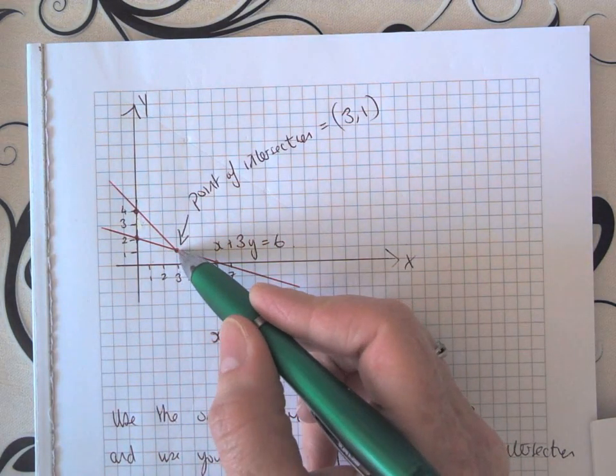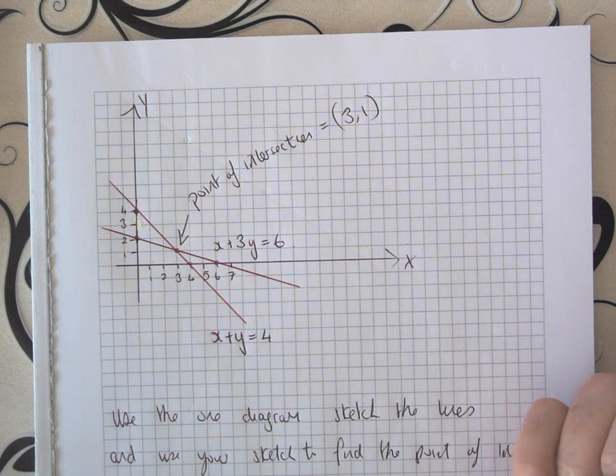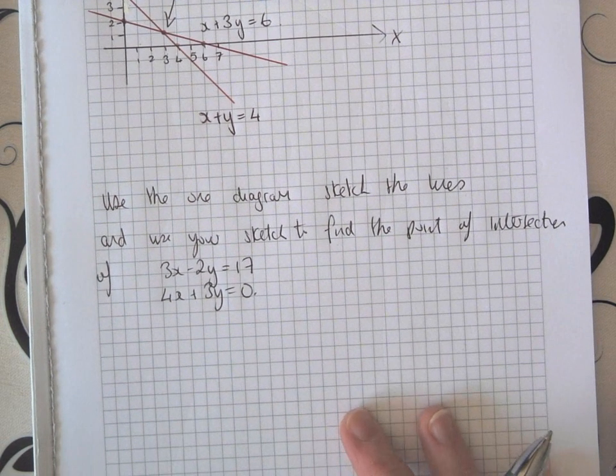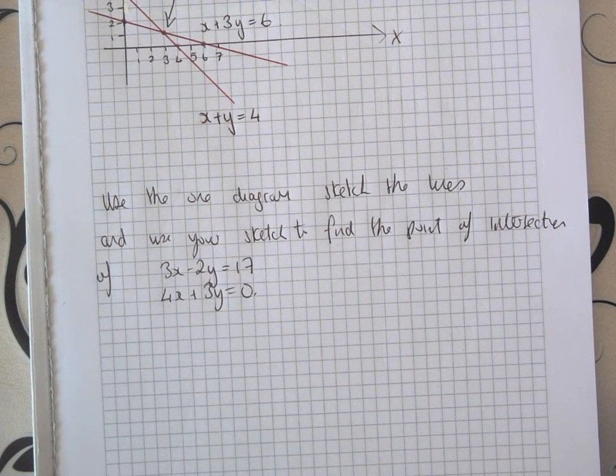So 3 on the x, 1 on the y. So 3, 1 is your point of intersection. If we're asked to find the point of intersection using a diagram, we need to graph our two lines and then read off our point of intersection.